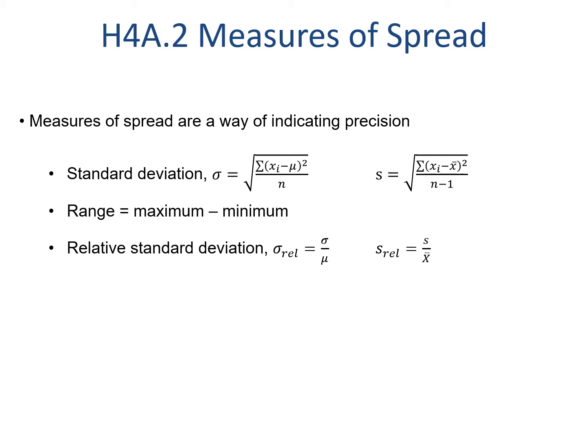When we have larger averages, we'd expect to have a larger variation as well. We can normalize the standard deviation to the mean by using relative standard deviation. Notice again, there are two forms of this, sigma over mu for population and S over X bar for sample. These are often expressed as percents rather than decimals, in which case we'd multiply by 100%. Our final measure of spread is variance, which is just standard deviation squared.